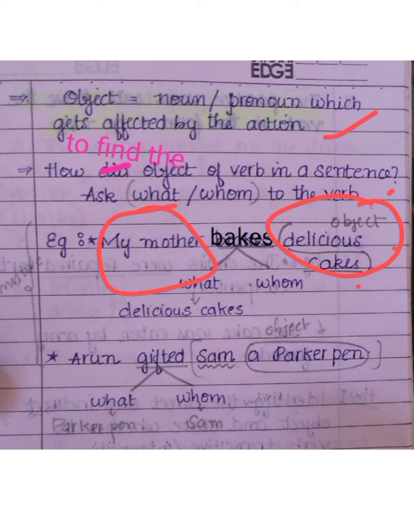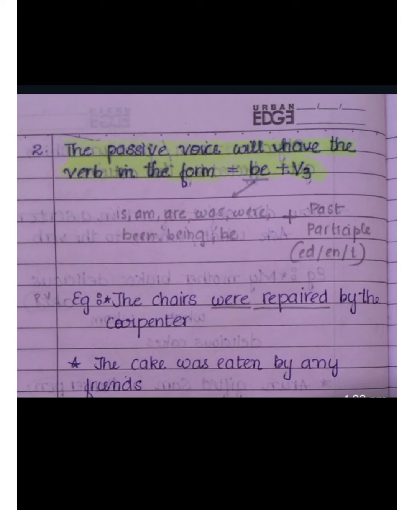Okay, here also, Arjun gifted Sam a Parker pen. So Arjun gifted what? A Parker pen. So that is the object. Children, the passive voice will have the verb in the form of be plus V3. That is, be means is, are, was, were, been, being, be. And V3 form means past participle form. It will have verb plus ed, en, or t, like that.